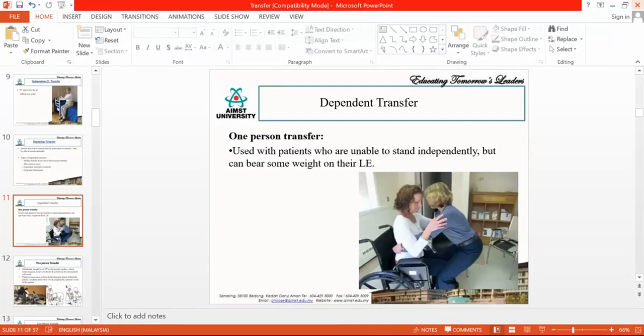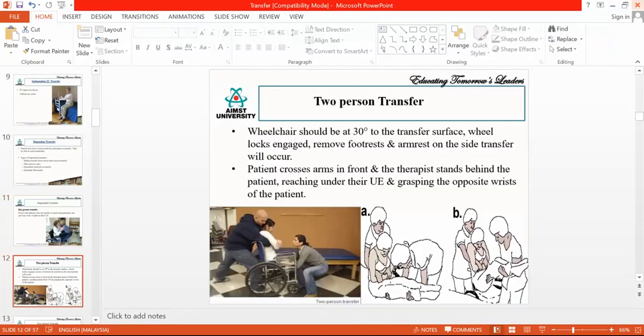Next is two-person transfer. Once the person is not able to weight bear in the leg, then you need two-person transfer. Because in one person transfer, once you make the person stand, he is supposed to put the weight in the leg. If he is not able to, then you need another person's help.